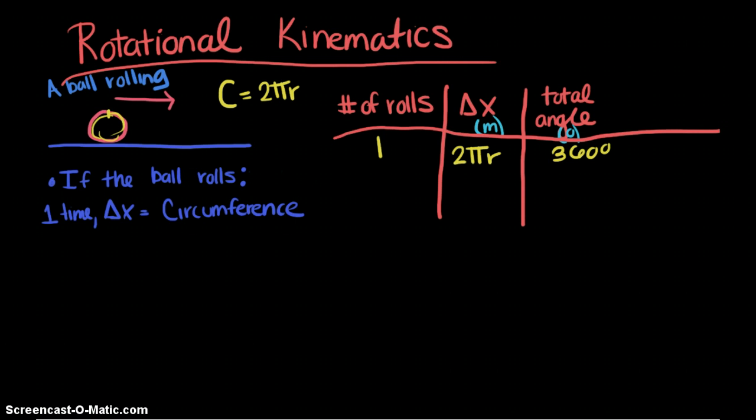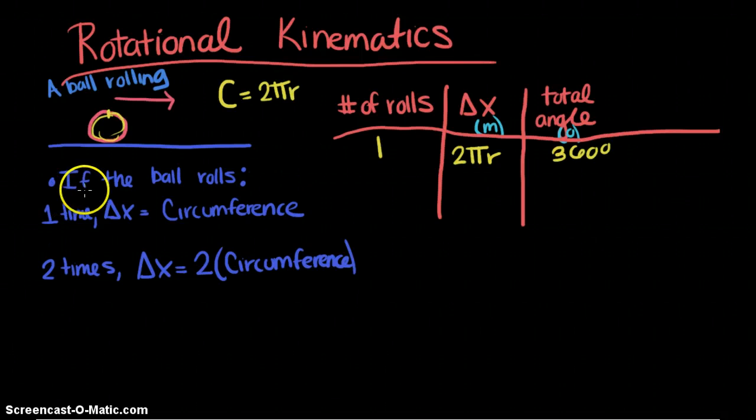I think we can imagine if the ball undergoes two rotations, then the delta x is equal to 2 circumferences, so basically 2 times 2 pi r. That's going to give us, for 2 rolls, 4 pi r. So instead of 360 degrees, we've got 720 degrees of motion there. Well, we could start to get creative here with some numbers.